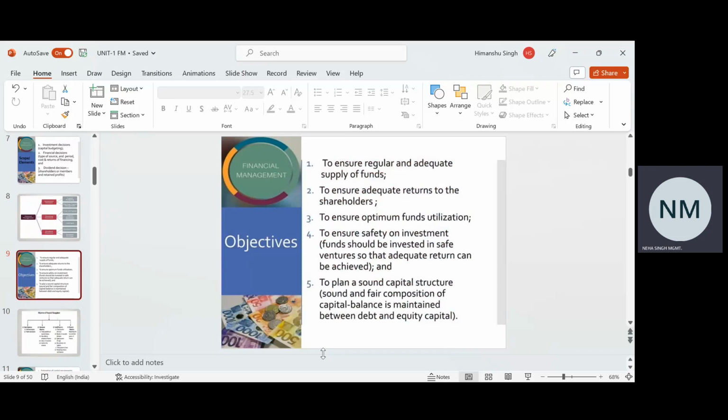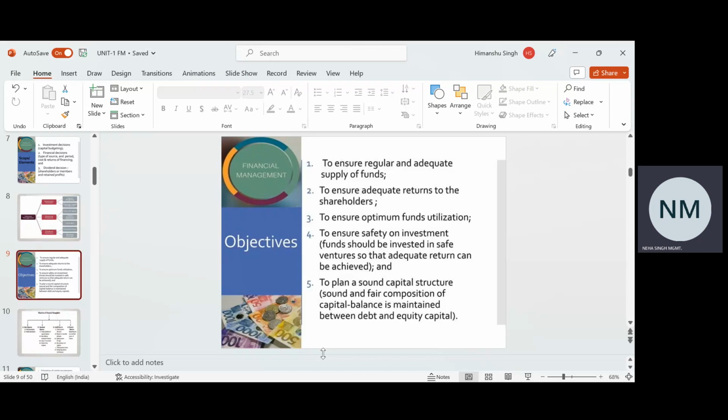In this, there are certain objectives such as to ensure regular and adequate supply of funds, and to ensure adequate returns to the shareholders. For example, if a shareholder is interested to invest in my company, what is my responsibility? My responsibility towards the shareholder is to provide returns timely to them, so that he or she further invests in my company. Next is to ensure optimum funds utilization, and to ensure safety of investment.